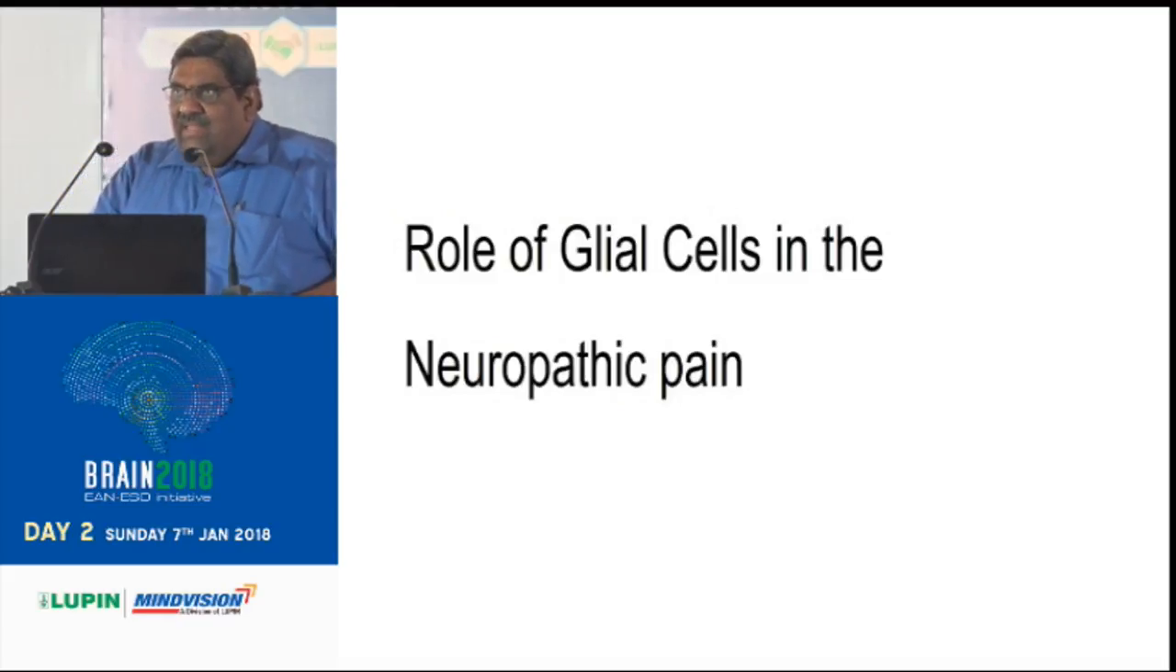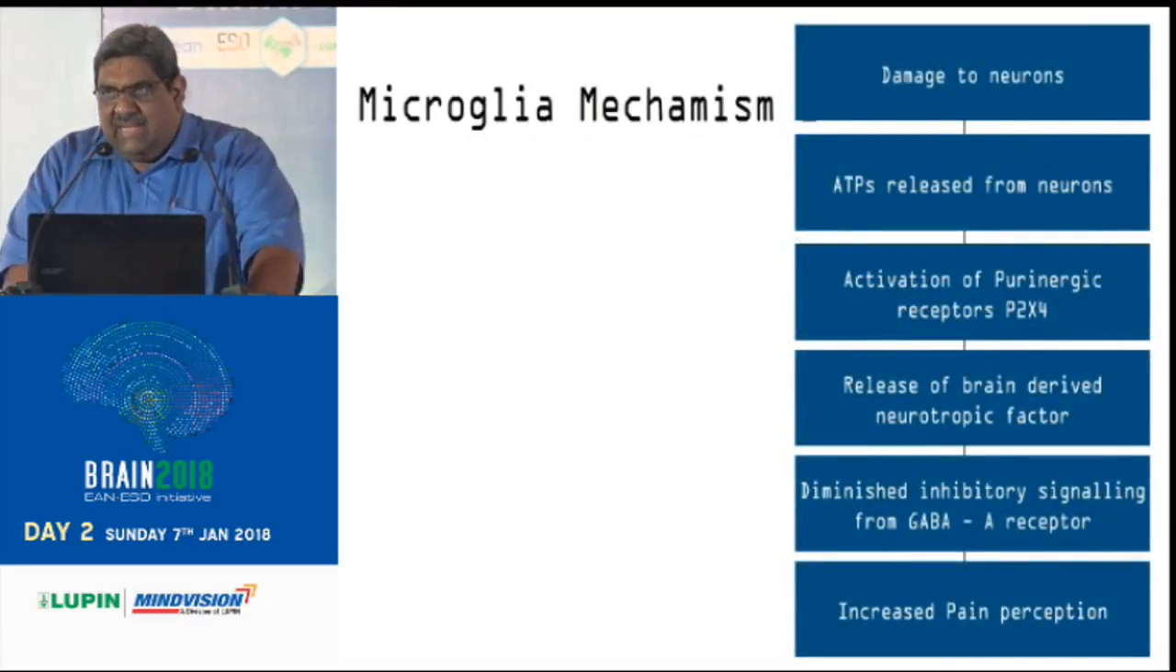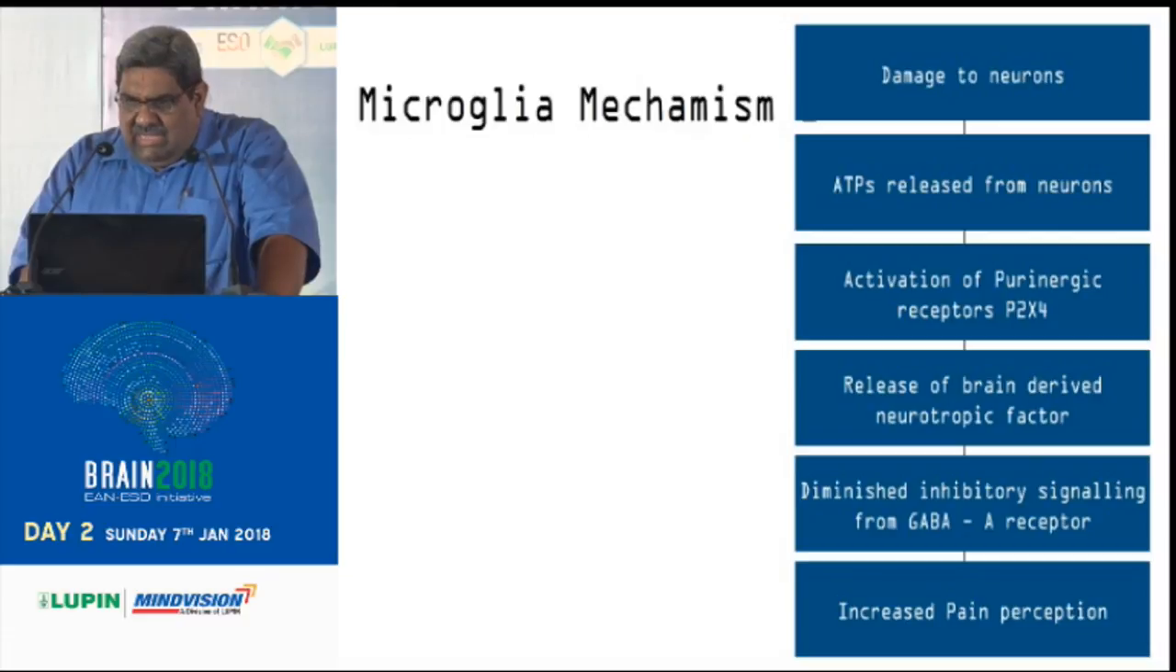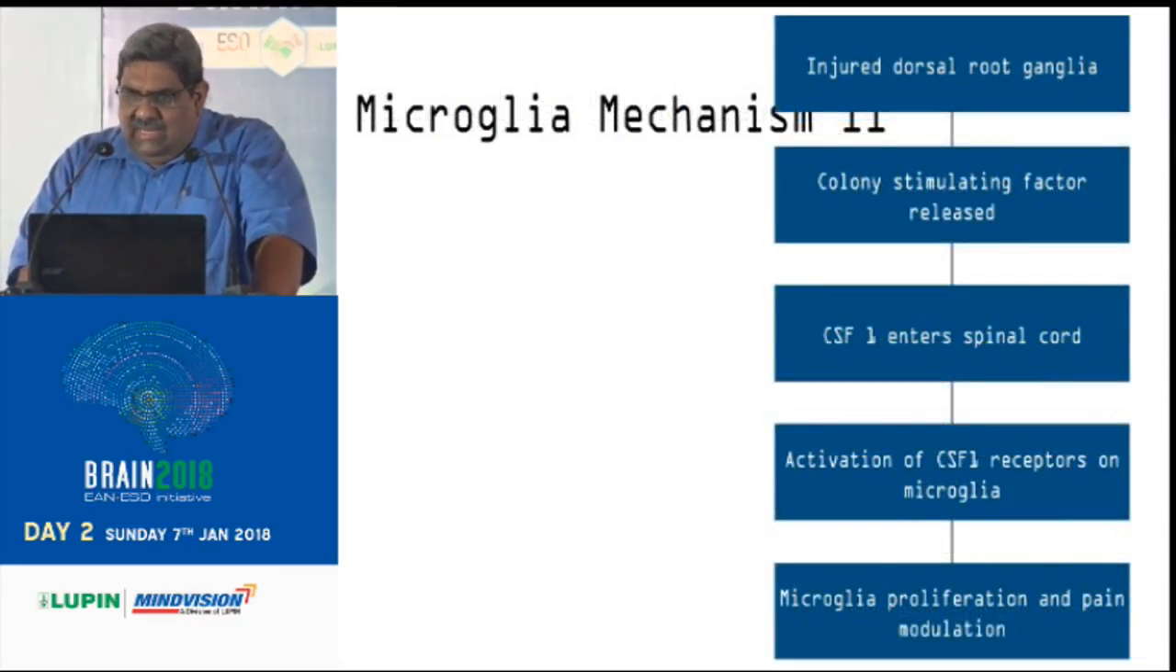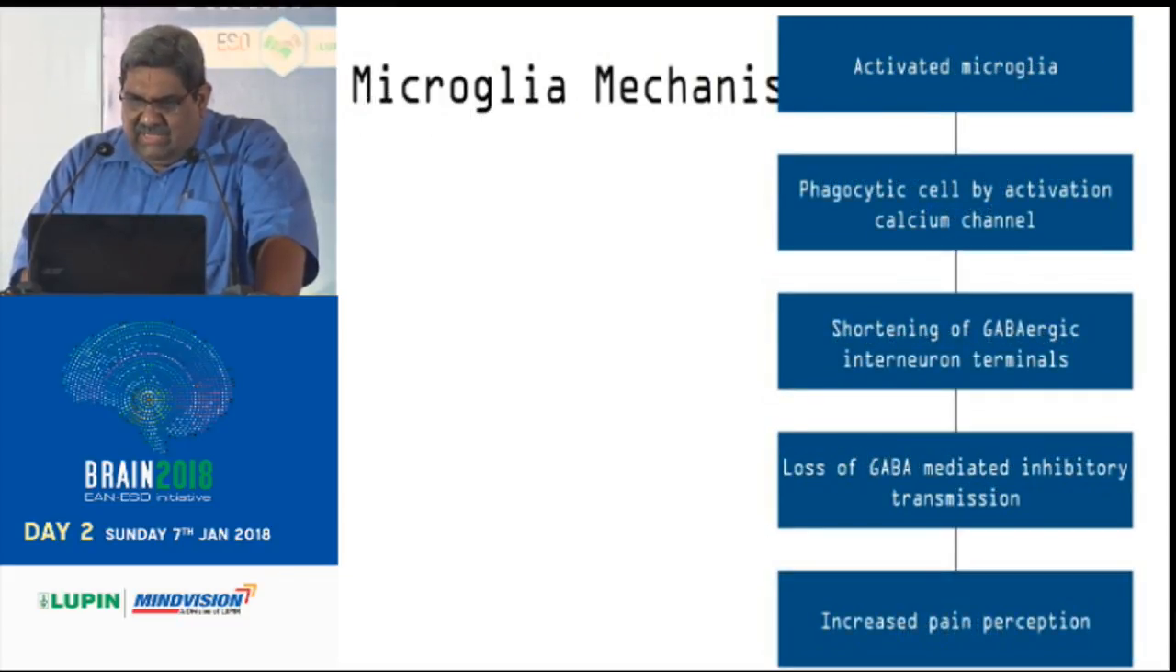Regarding the role of glial cells, there are three to four mechanisms they are looking into in the pathogenesis of neuropathic pain. There are three mechanisms involving the microglia. One, whenever the neurons get damaged, the ATP released activates the purinergic receptors and releases brain-derived neurotrophic factor, diminishing inhibitory signaling from GABA, and that results in pain perception. The second mechanism is when the dorsal root ganglia get injured, colony stimulating factor is released, which enters the spinal cord and acts on the receptors in the microglia, and the microglia start proliferating and modulate the pain. The third mechanism is phagocytic cell activation and calcium channel changes, shortening of the GABAergic interneuron terminals, and loss of GABA-mediated inhibitory transmission and increased pain perception.